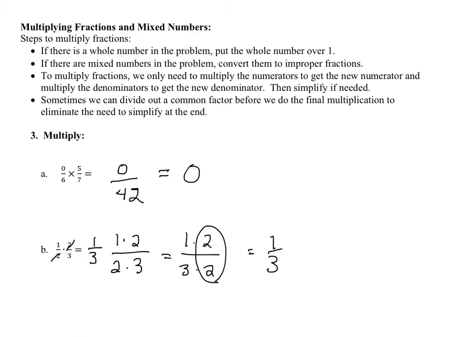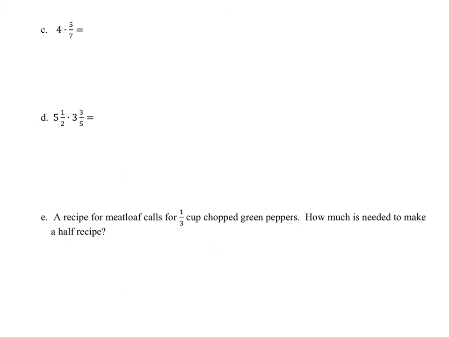There, I had to fix my 1/3. But this is the reason why, okay? So the idea is if you can avoid the big multiplication and then the big simplification, do it because it'll save you so much time.